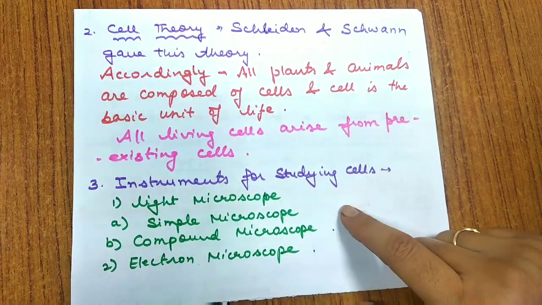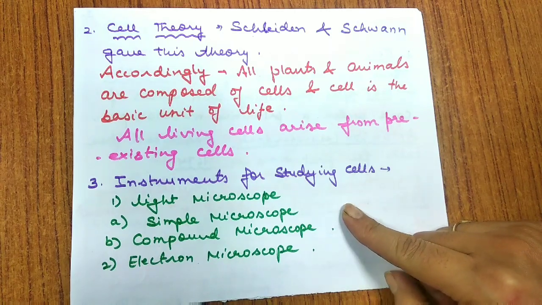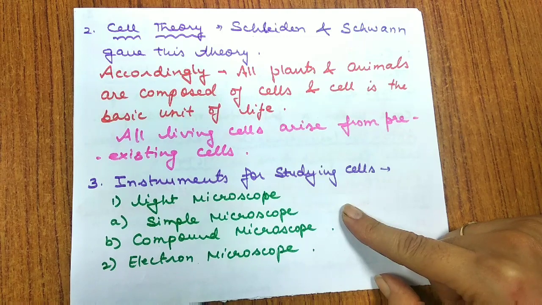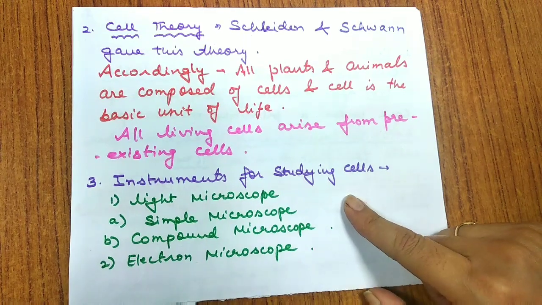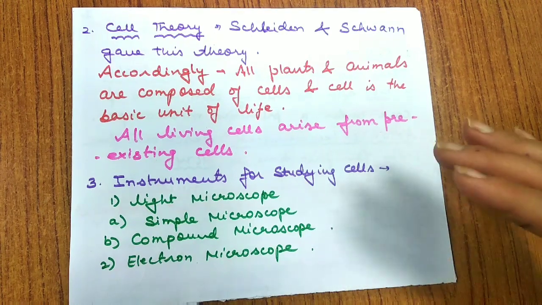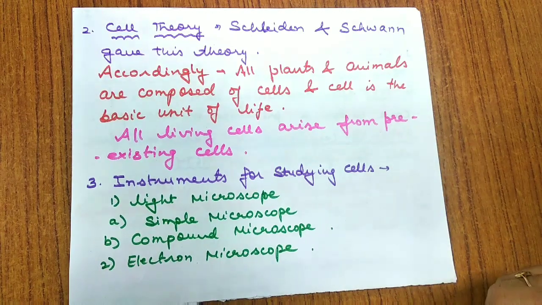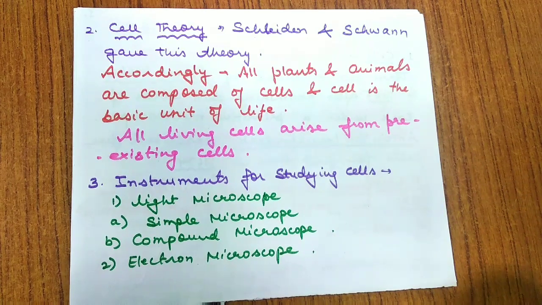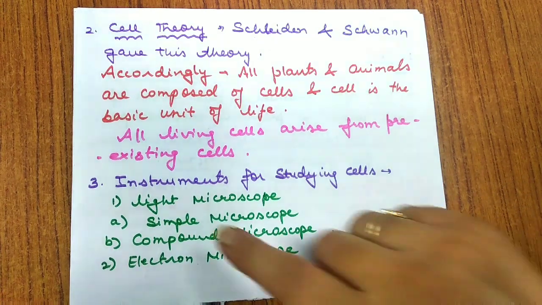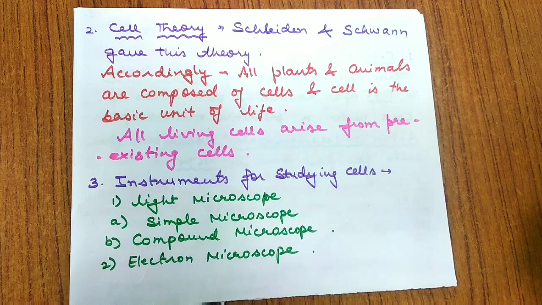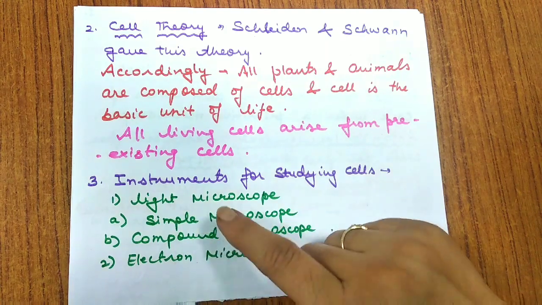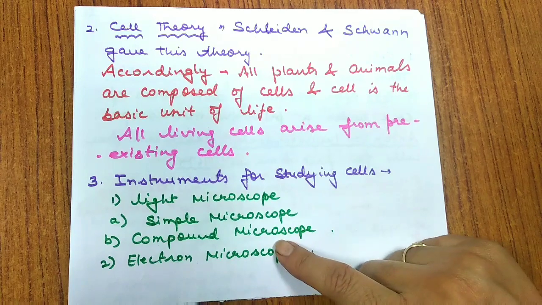Now, what are the instruments we generally use to study cells? Because cells are microscopic in nature, we cannot see them with our naked eye. So we need to study these cells using special instruments, and we call these instruments microscopes. A microscope provides us an enlarged image of the microscopic object, and we can clearly study the structure of the cell. It is basically a common optical instrument as it consists of a combination of lenses. There are different kinds of microscope. One is the light microscope, which is of two types: simple microscope and compound microscope.